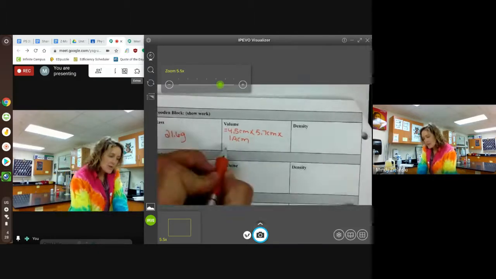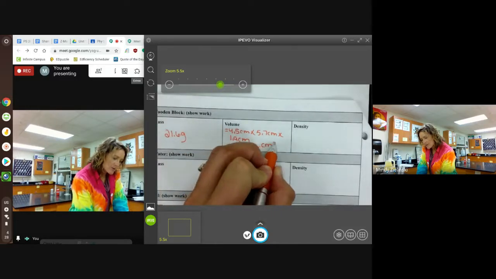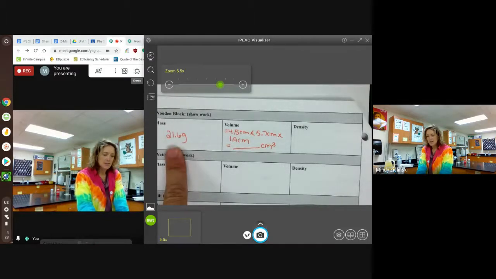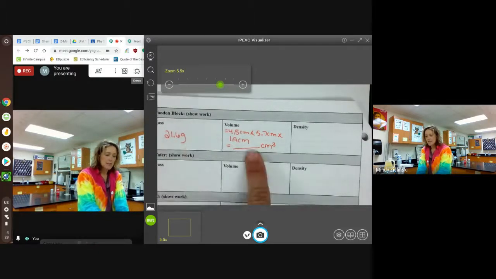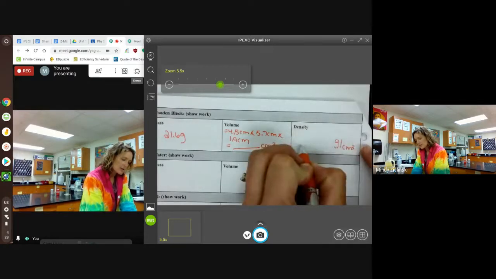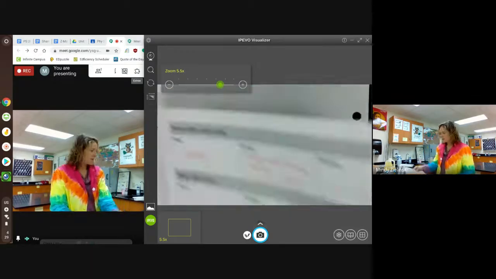So you can come up with your own volume measurement, length times width times height. Remember, your answer will be in centimeters cubed. And then I want you to calculate that density as well. 21.6 divided by this number. And remember, this answer is going to be in grams per centimeter cubed, whatever number you get there. Okay, so now let's move on to the water.